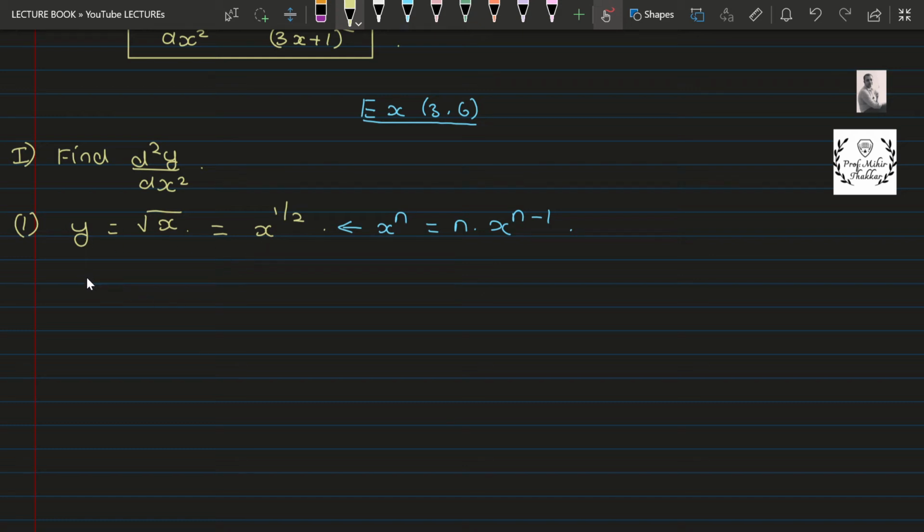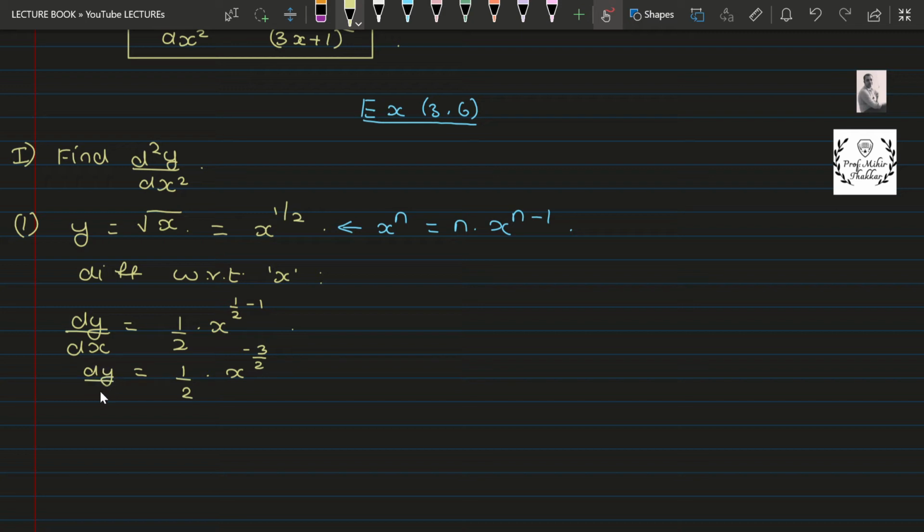So over here, when I say differentiate with respect to x, derivative of y is dy by dx, which is equal to 1 upon 2 x to the power 1 by 2 minus 1, which is 1 by 2 x to the power minus 3 by 2. This itself is the value of dy by dx.